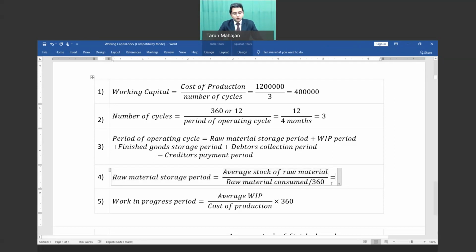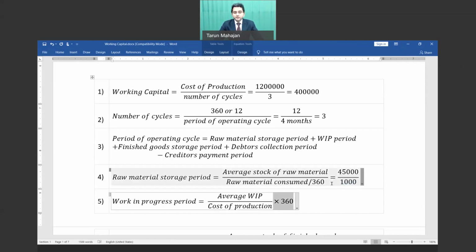So suppose you are holding 45,000 rupees stock of raw material. And suppose you consume 1,000 rupees of raw material per day. What does it mean? Even if you don't buy new raw material, your current stock is sufficient for next 45 days. And that is named as raw material storage period. Average raw material stock divided by raw material consumed multiplied by 360. Now the same logic will go for all other components.